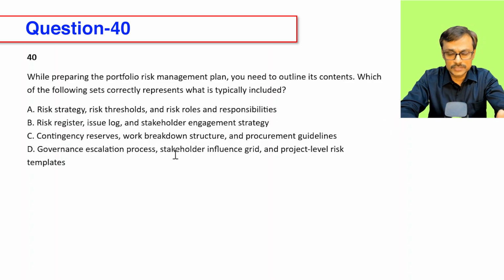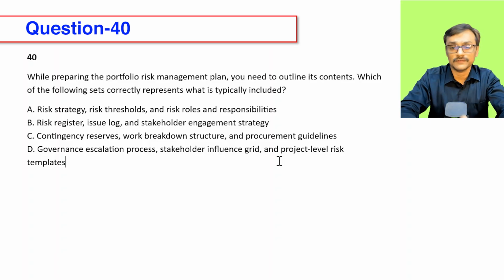Governance escalation process: risk-related escalation guidelines can be there, a risk-related escalation, not an overall governance guideline. Stakeholder influence grade, not there. Project level risk templates can be there. You can have a recommendation, though we majorly focus on portfolio level risk templates, because project level risk templates will come in a project level risk management plan.